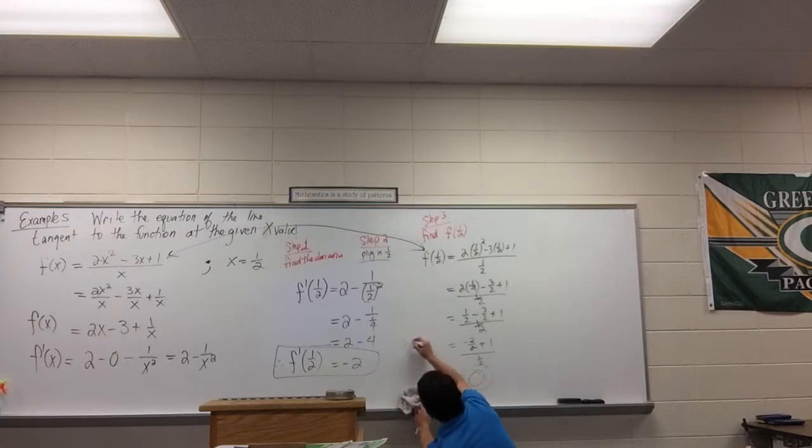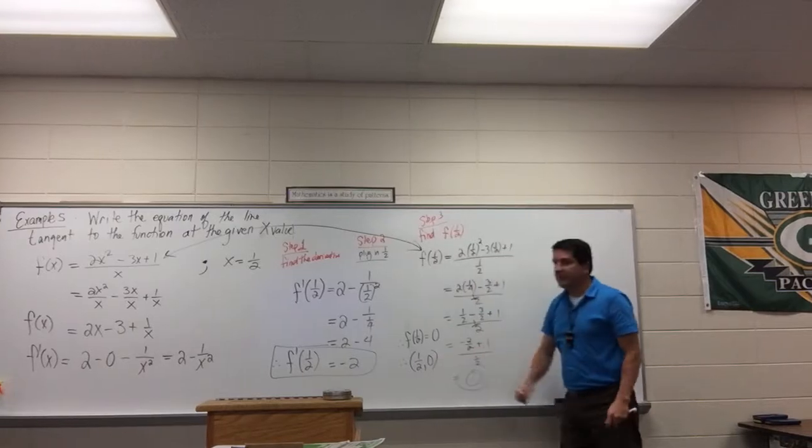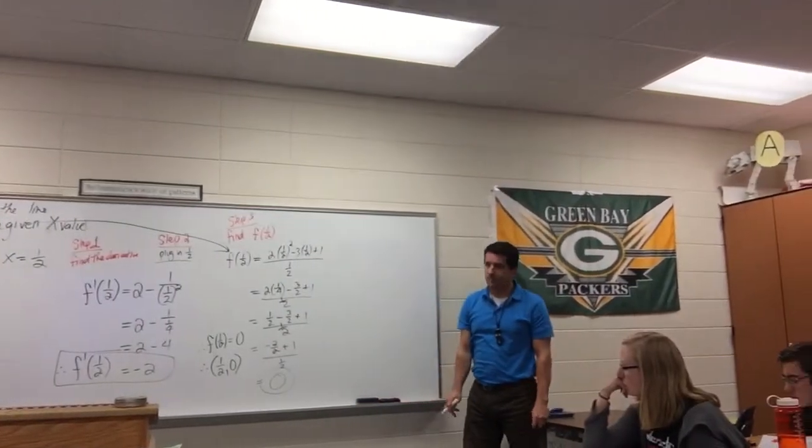So, therefore, the coordinates of the point, we can say it like this: f of a half is equal to 0, which means the coordinates are 1/2 comma 0. That's the point that's on the graph.